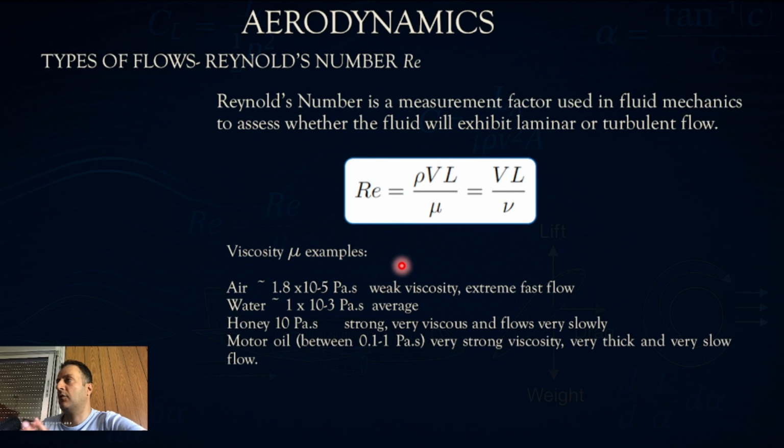Viscosity. Now for the viscosity, you have the viscosity of the air is 1.8 times 10 to the power of minus 5 Pascal per second. Very weak viscosity.